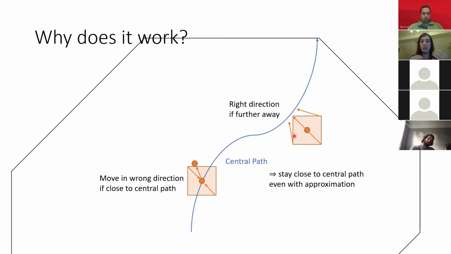And in total, what's going to happen is that we will always be able to stay close to the central path, because if we are already close and we have this error, then we might move a bit away, but we only perform small steps, so this isn't too bad. And once we are further away, we are always trying to move back towards the central path anyway. So it's not like this error can accumulate. In total, we are still able to follow the central path.